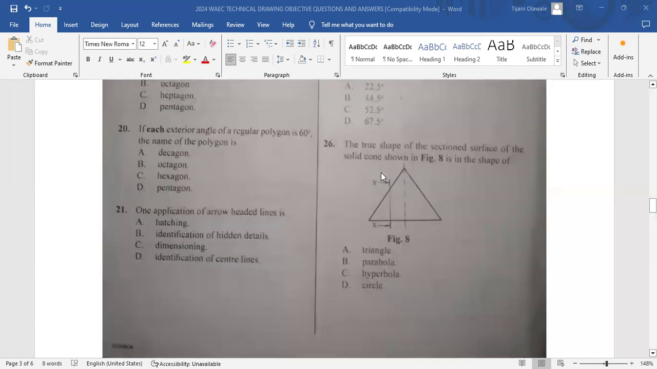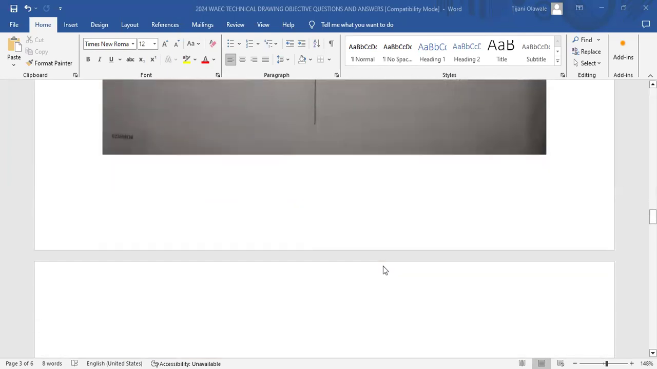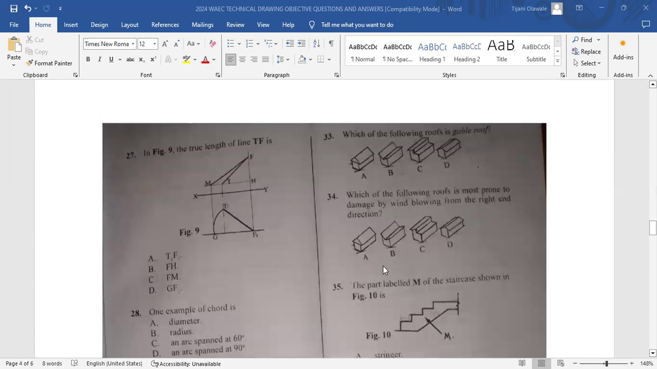Then question 26, the true shape of the sectioned surface of the solid cone shown in figure 8 is in the shape of a hyperbola. That is option C, the answer to question 26. Then we move to question 27. Here it says that in figure 9, the true length of line TF is FM. That is option C, the answer to that question.